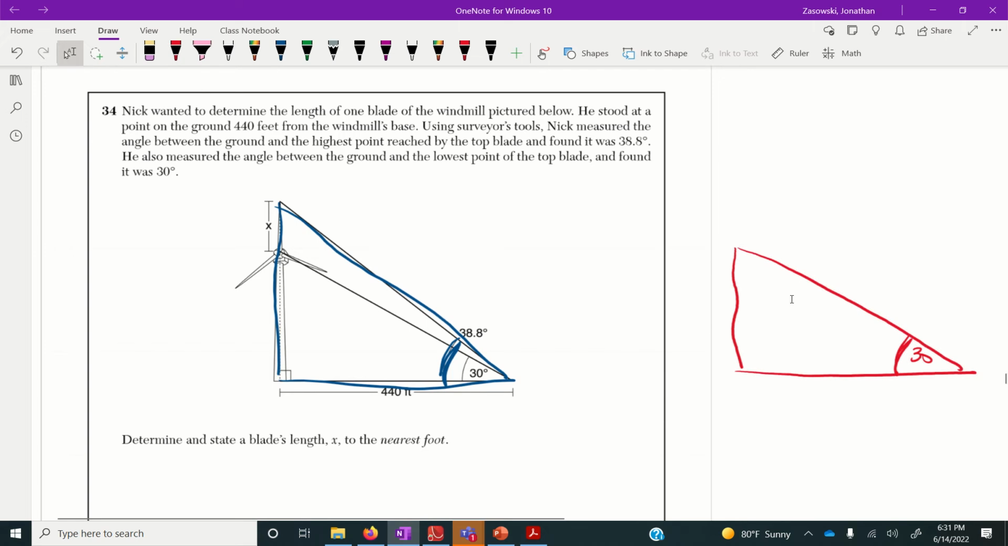In the red triangle, we have a 30-degree angle, and the ground is still 440 here. So if we can figure out what this side is, we can call this X. Well, we already have an X. Don't use that same letter. We'll call this H. That's what this part is right here.